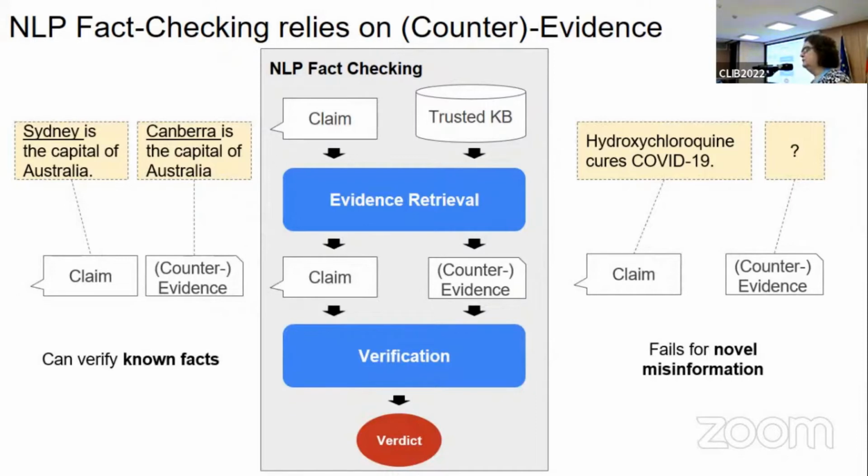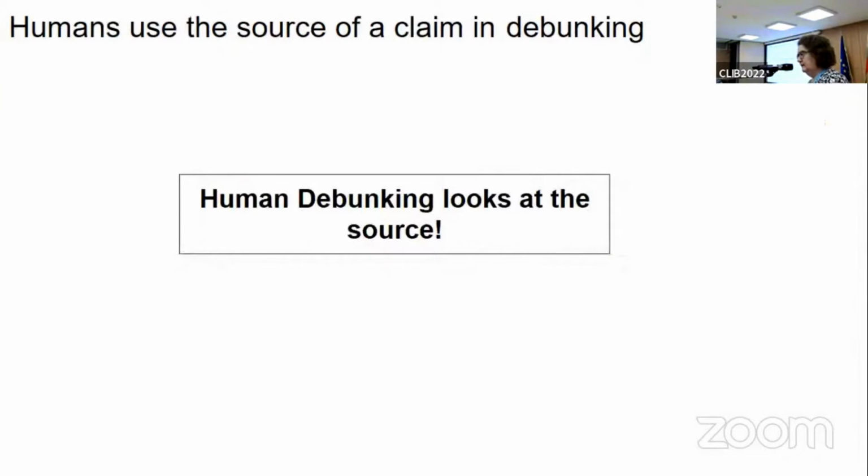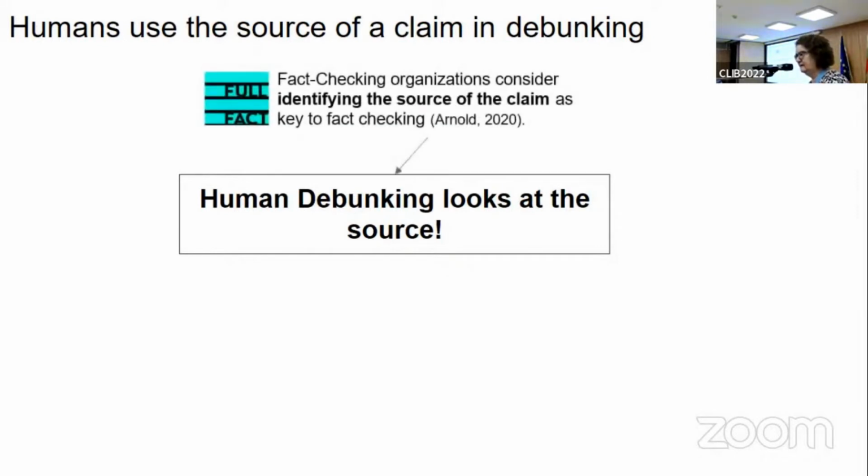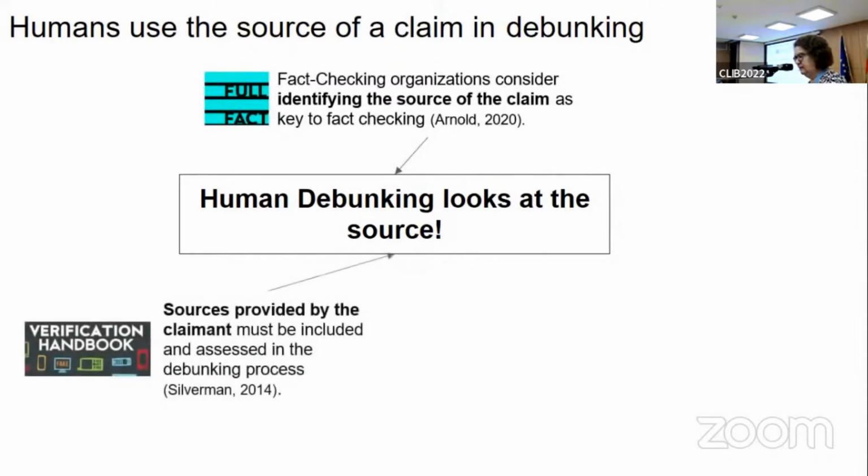In conclusion, we find that NLP has spent many years of research on fact checking, but unfortunately our results indicate that we fail specifically for normal misinformation, which is the actual need of society. So we work in some artificial scenarios. And we find that human debunking looks at the source. I showed that in the chloroquine example. It's a very important indicator for debunking the claim. So the sources provided by the claimant must be included and assessed in the debunking process.